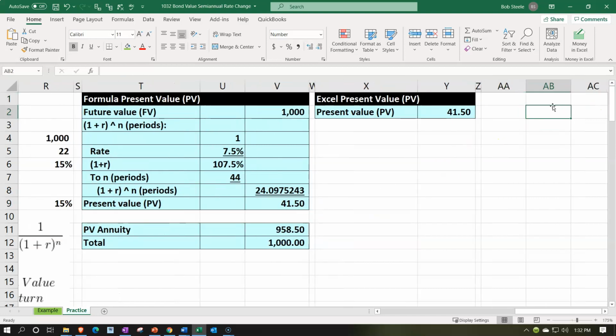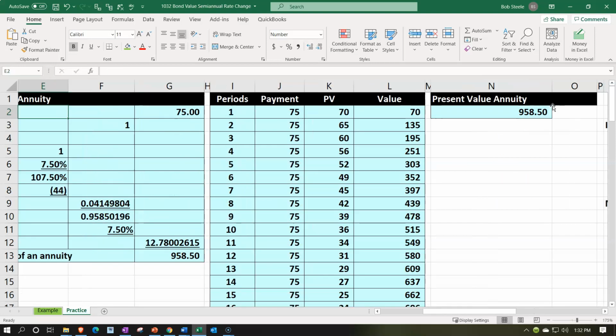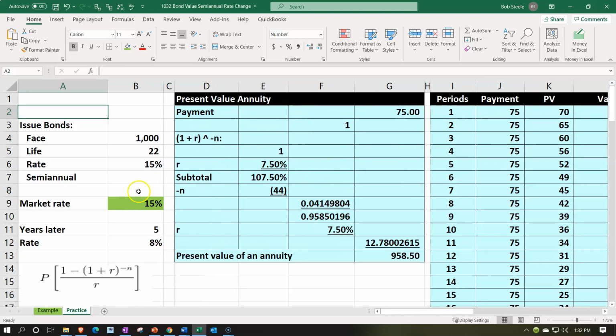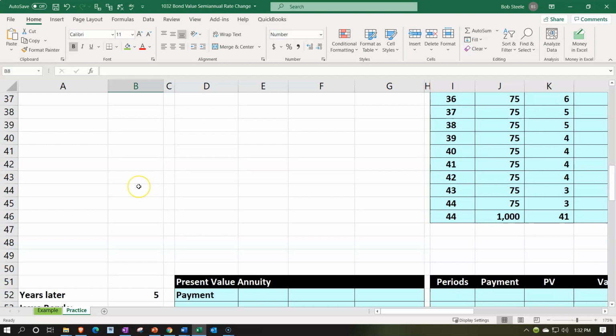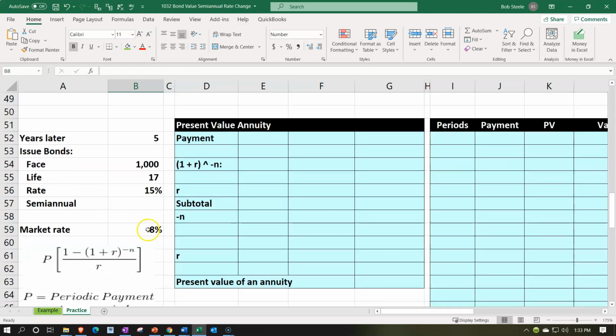So there we have it. We've done it a couple different ways. Now, let's make a change. I'm going all the way back to the left, and now we're going to scroll down, and we're going to do the same thing, but this time there's been a change. And what has happened? 5 years have passed.